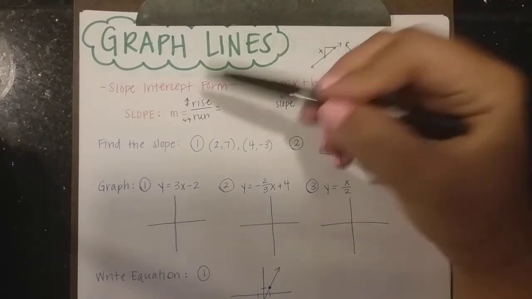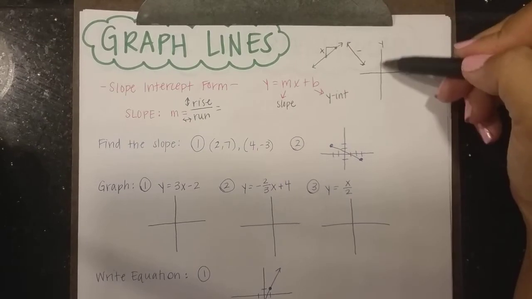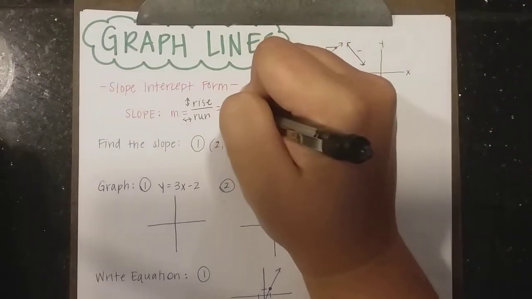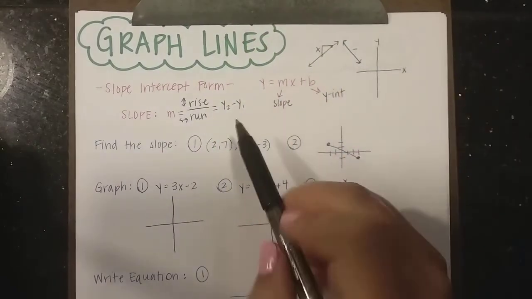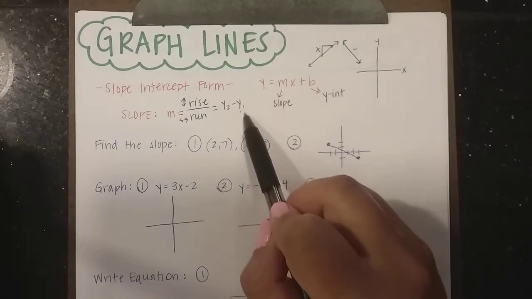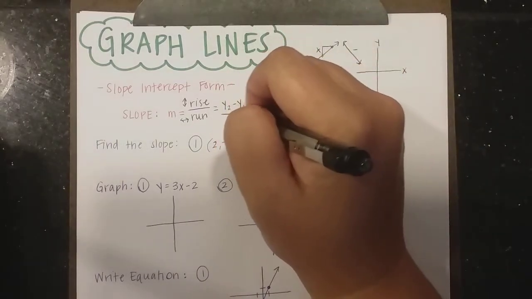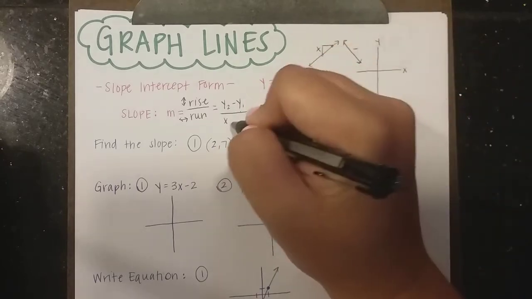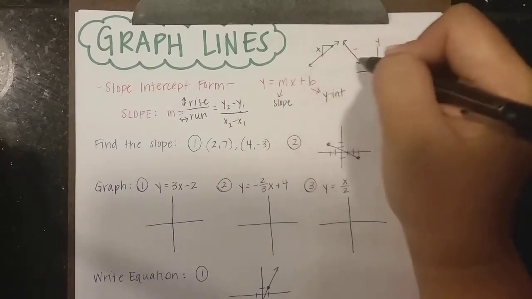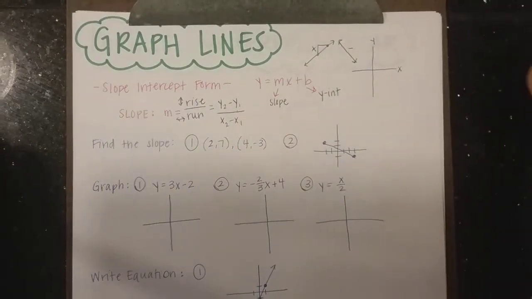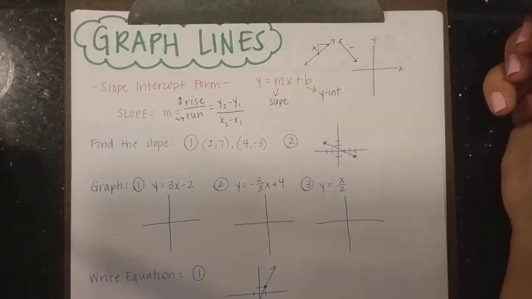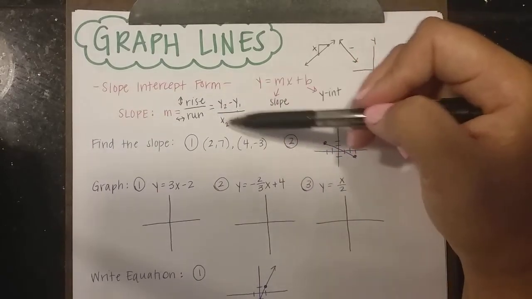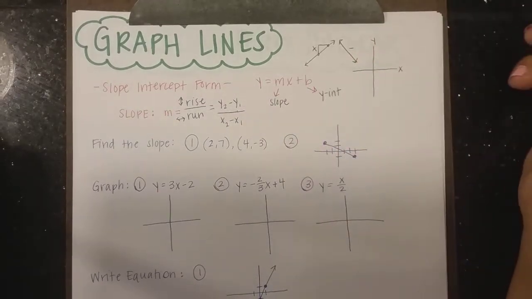If I'm talking about the rise, going up and down, that's the change in the y-axis. So we say it's y2 minus y1, where these are the two y values of the 2 points you're given. We subtract and simplify, and then on the bottom we put the distance that we run, which is going left to right. That means we're looking at the x-axis, so we do x2 minus x1. So I'm either going to give you a graph and you find the slope, or I'm going to give you 2 points and you find the slope using our formula.